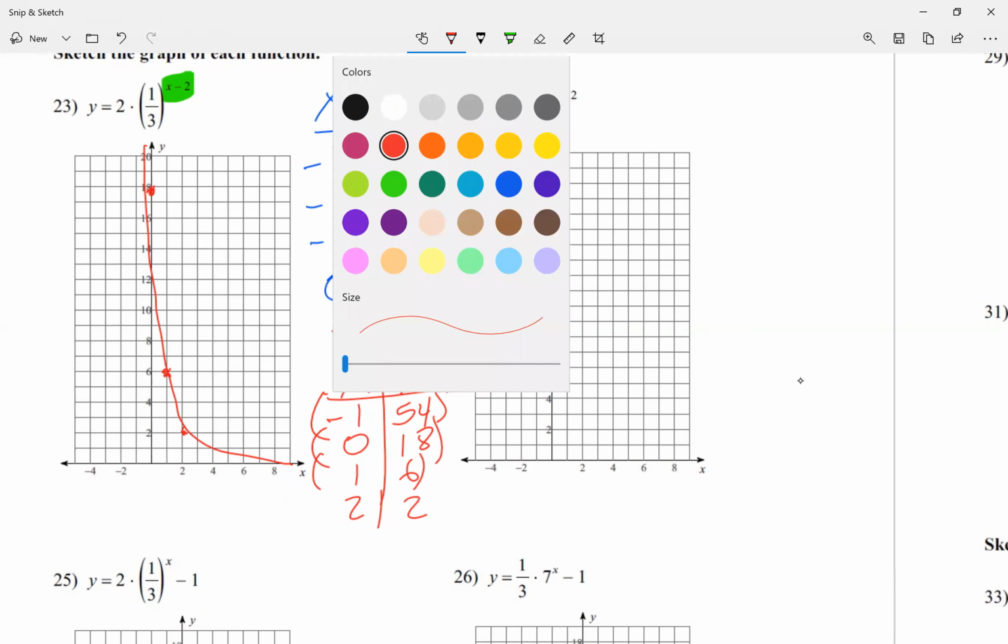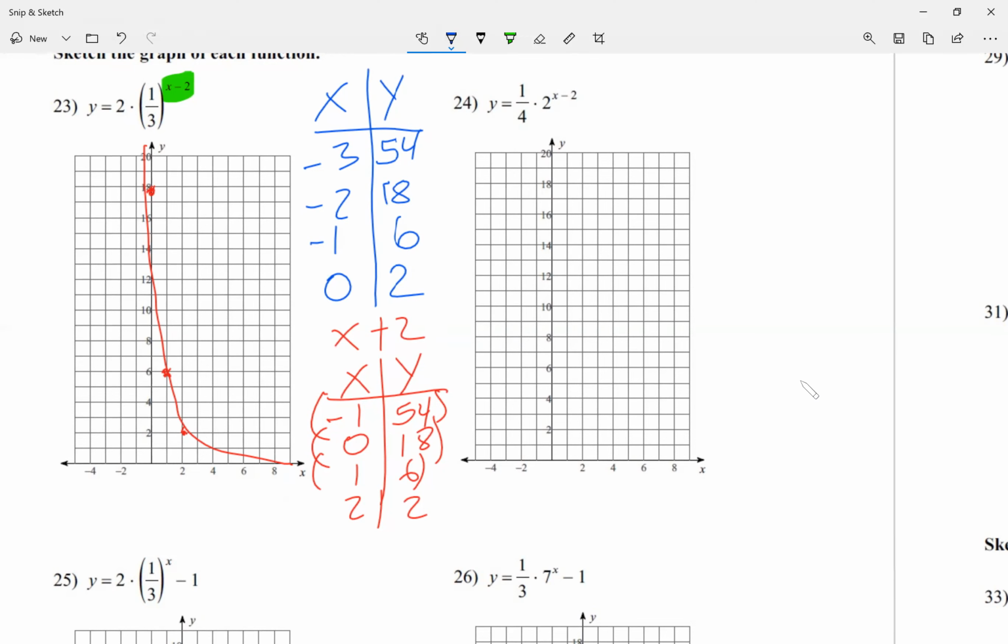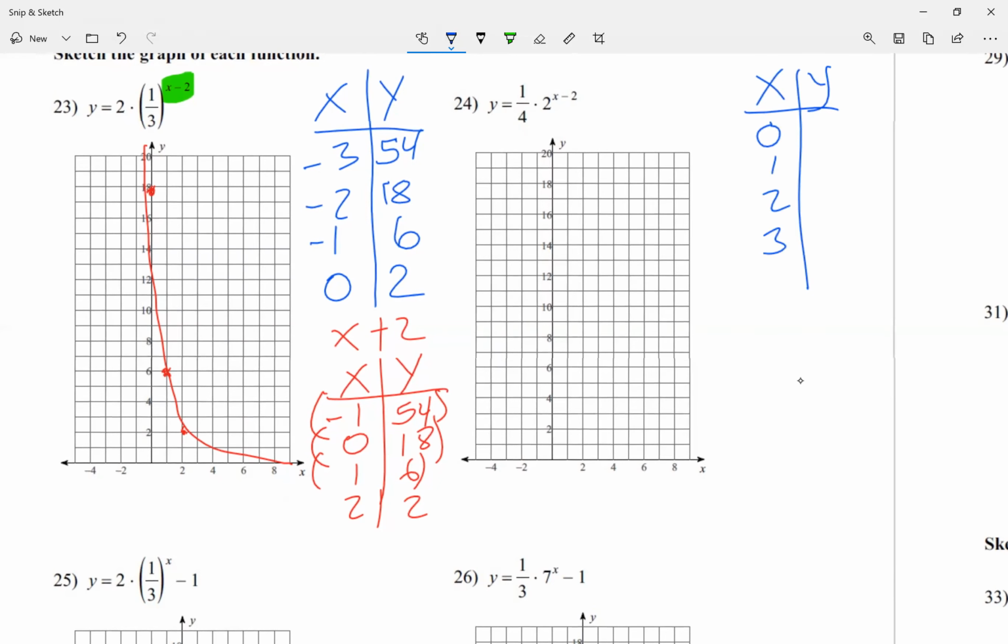Let's take a look at question number 24. When I come up with original x and y values, I see my base is 2. So I expect the graph to go up. My values that I'm going to choose for x are going to be positive since my base is a whole number. I'm going to choose 0. Let's go 1, 2, 3. Why not 4?